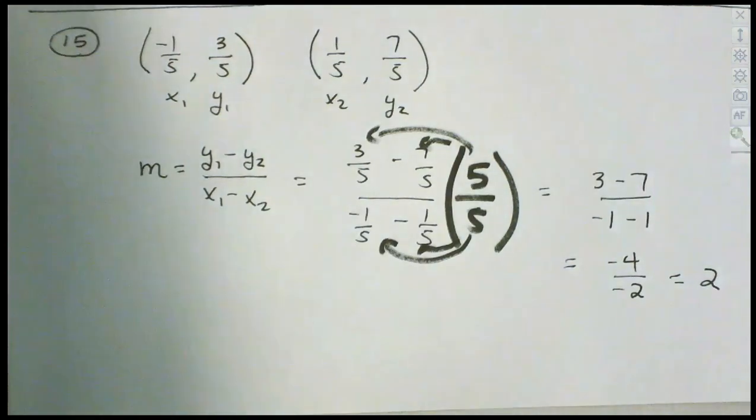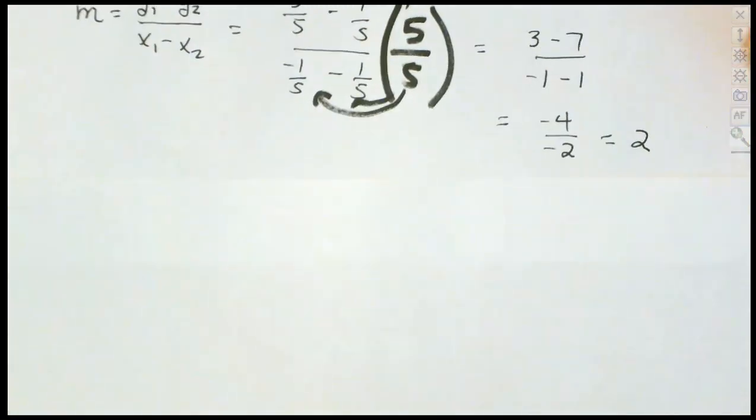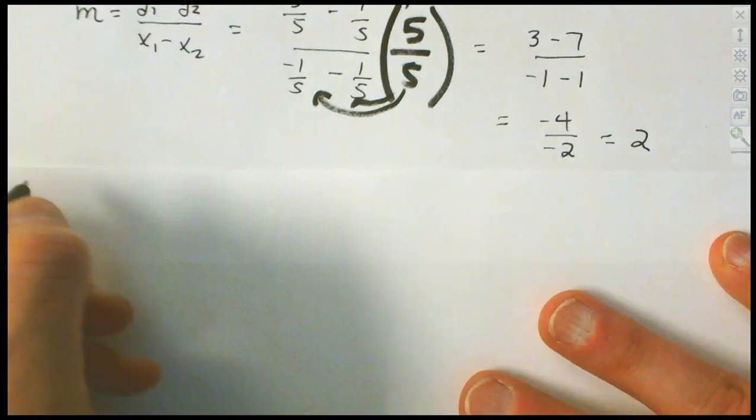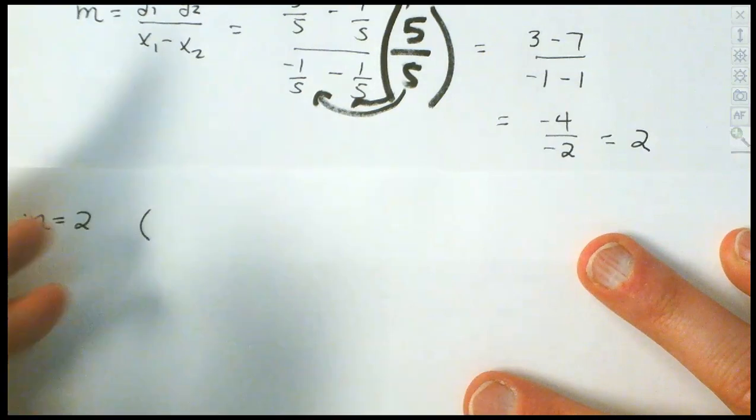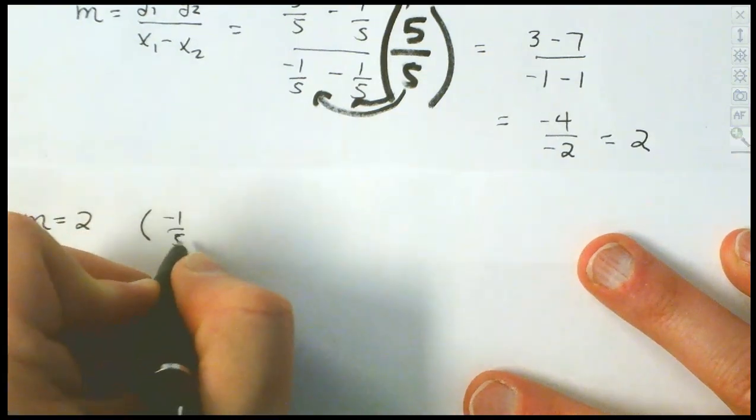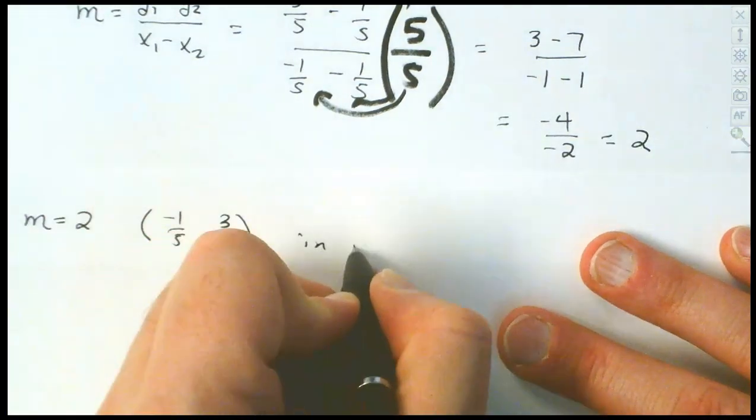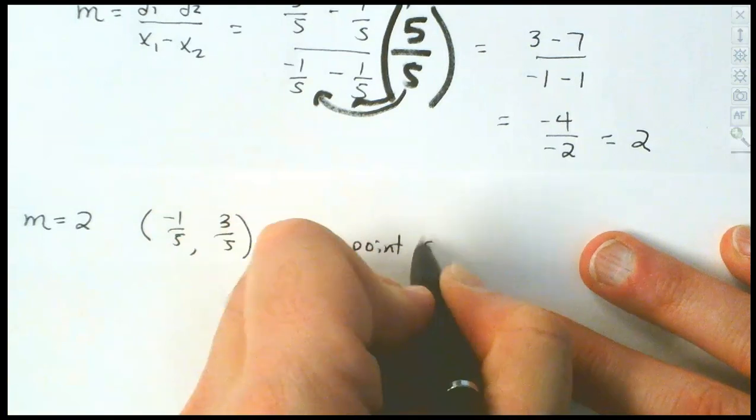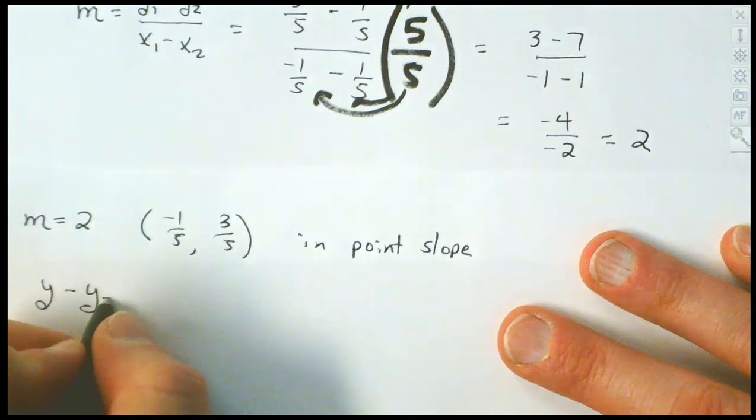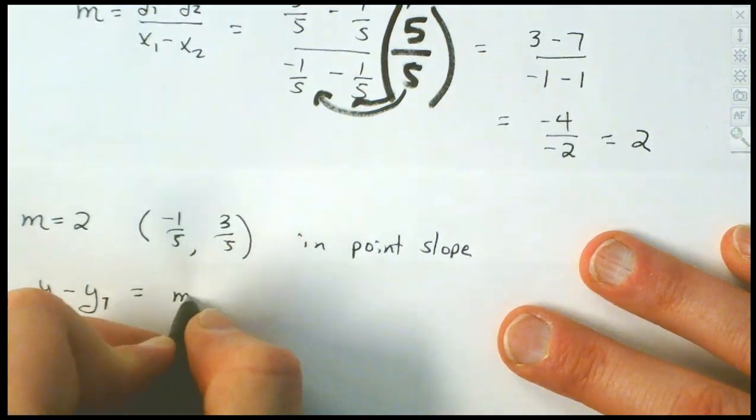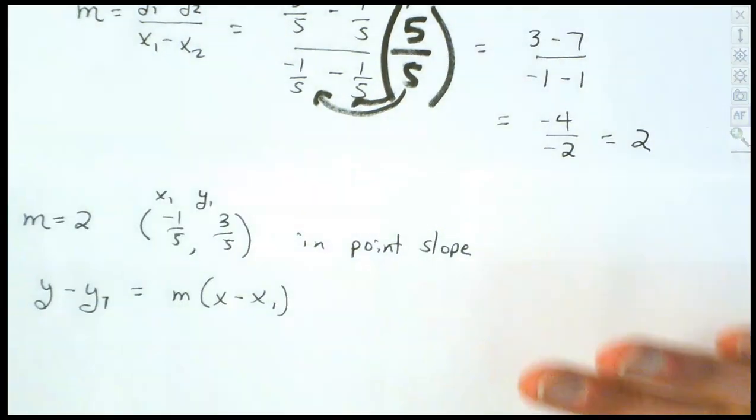Now what do we do? Well, now we need to use this slope with one of the points in our point slope formula. So we're now going to use our slope, which is 2, and we're going to use that point minus 1/5, comma 3/5. And we're going to use this in point slope. I always like to write the formula out: y minus y1 equals m times x minus x1. x1, y1.